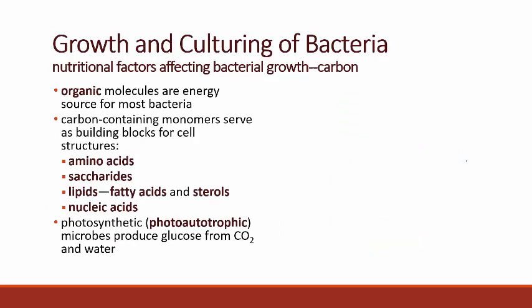Carbon is found in all of the organic molecules, and they serve as an energy source for most bacteria, as well as the building blocks for other materials that are needed in the cell. So we use carbon-containing monomers to build the polymers that are important to cells. For instance, bacteria must have amino acids in order to build proteins. They need saccharides in order to build the sugars and the polysaccharides that are required. They require the fatty acids in order to build the lipids they need.